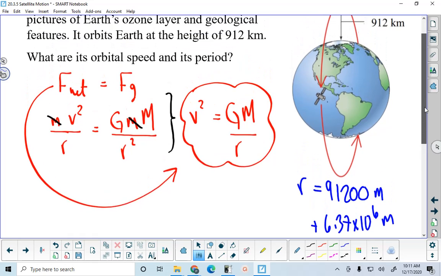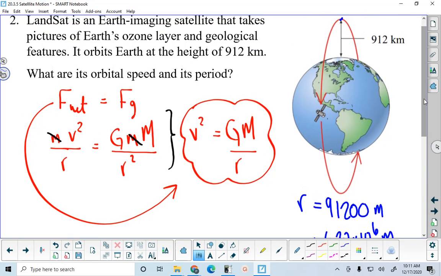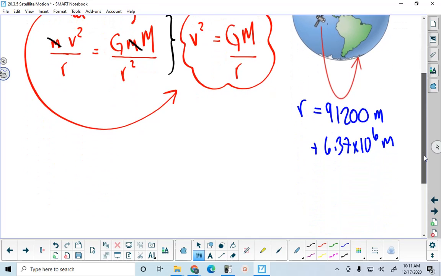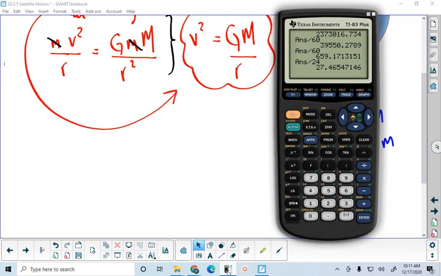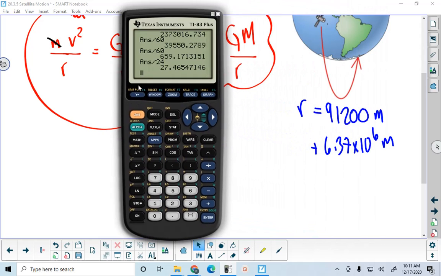Remember that R is the distance from the satellite to the center of the Earth. So we need to add those two numbers together to get R. It's 912 kilometers, so I multiply that by 1,000. Add the radius of the Earth, which is on your formula sheet, and we get this distance. That cannot be right, is it? No.